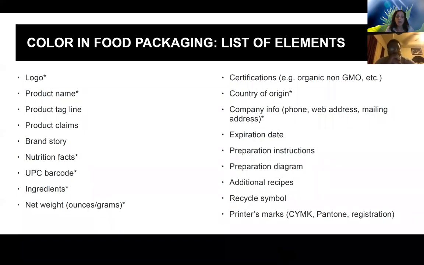These are some of the elements that you would see on a typical food packaging. I put asterisks next to the ones that are most important that you definitely have to include, such as the logo, the product name, the nutrition facts, the barcode, the ingredients, the weights, and the company information and the company of origin. All of that is required.